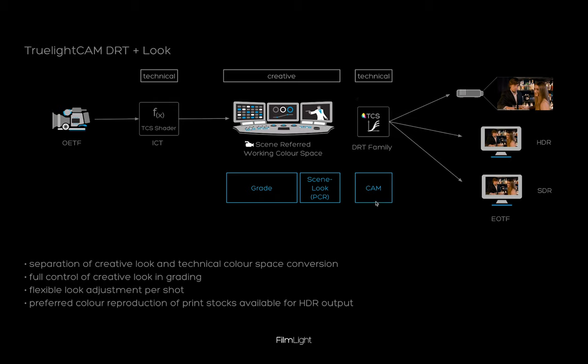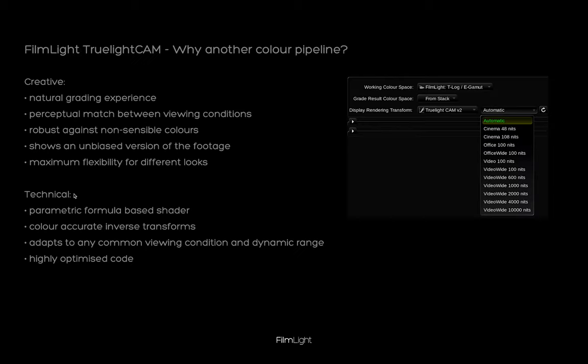The DRT performs color appearance modeling only. Preferred color reproduction, the so-called look, is managed in the grading stack in the timeline. This gives the colorist the full control over the creative look and allows adjustment on a per-shot basis.